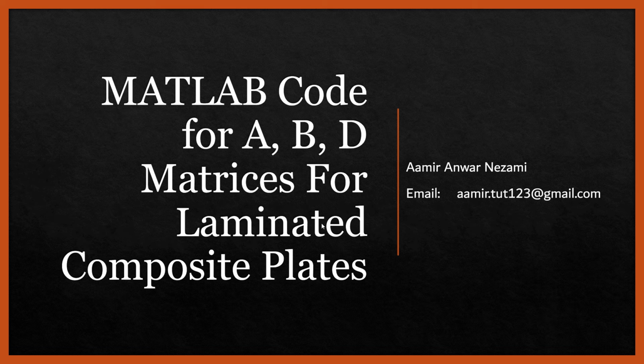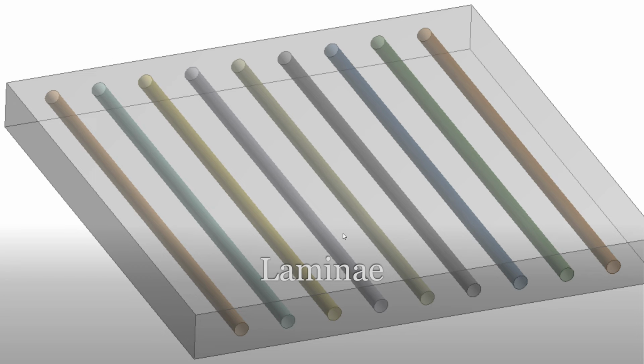From the JN Reddy book, they have asked to solve some examples, so we will try to solve that. First of all, suppose it is a lamina, and this lamina is made of two parts. One of them is the fiber. These cylindrical things are the fibers, and these are the matrix. The composition made from a combination of matrix and fibers is called the lamina.